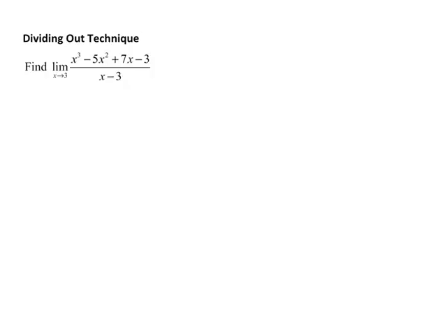A couple techniques may come in handy. One is called the dividing out technique. I guess that's the proper term. Who knows what it's really called, but that's what we're going to do. We're going to divide stuff out. x cubed minus 5x squared plus 7x minus 3 over x minus 3. And I want to take a look at the limit as x approaches 3.